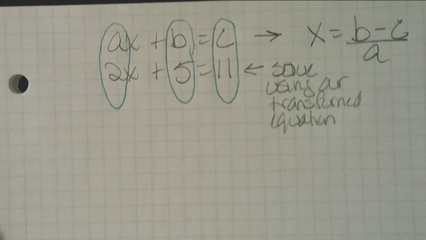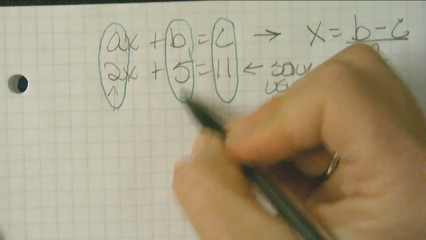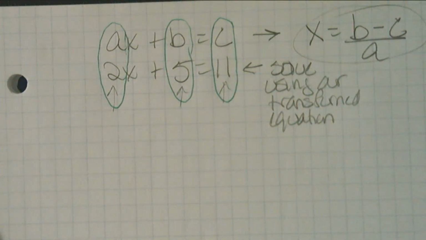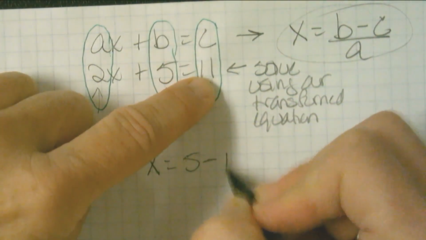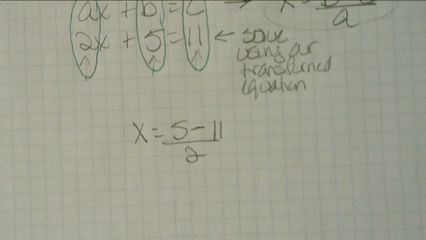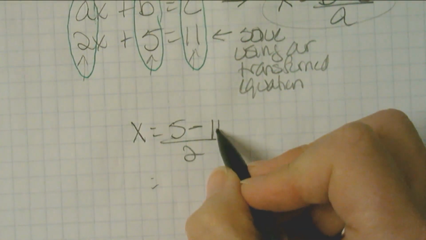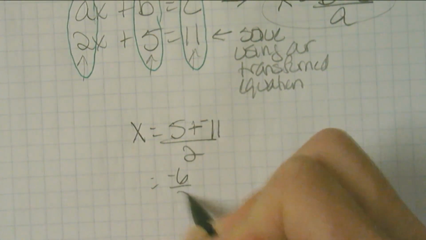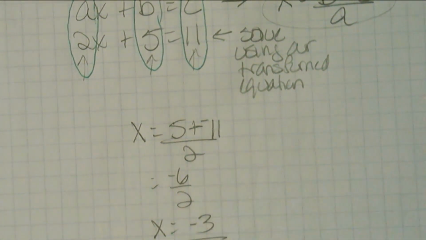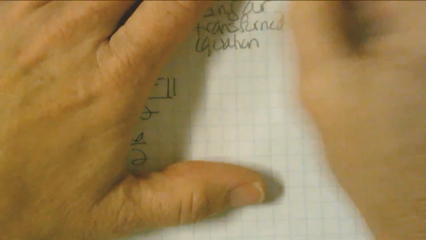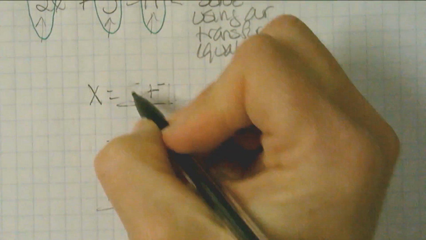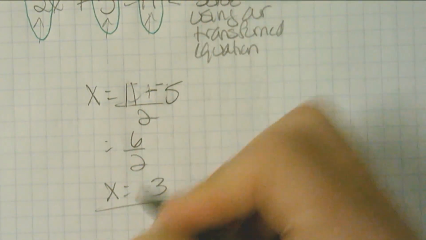So now I'm just going to substitute this a value, this b value, and the c value into our new equation. So x is equal to b, which is 5, minus c, which is 11, divided by a, which is 2. So I end up with a negative 6 over 2, so x equals a negative 3. Yes, what did I do wrong? Is it c minus b? Thank you for correcting me. So 11 minus 5, that's going to be a positive 6 and then a positive 3.